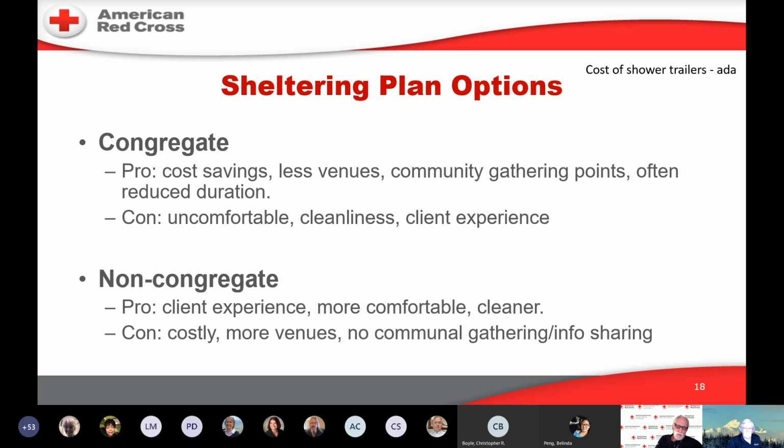So we were spending north of $15,000 a week for shower trailers for that one site. Had we found a similar shelter that happened to have showers in it, we would have saved the Red Cross considerable funds on that operation. So shelter sites and ADA compliance are key things for a congregate shelter that are big cost drivers that a lot of people don't recognize.